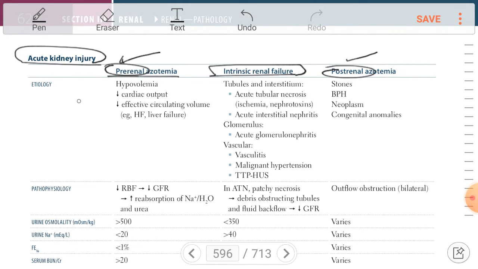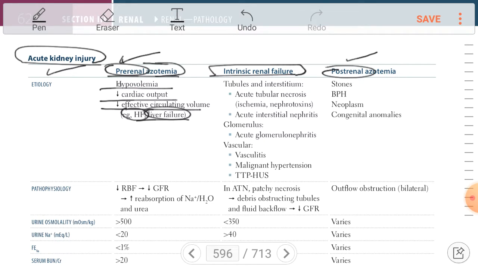Pre-renal means there is a decrease in the blood reaching the kidney, like what? Hypovolemia, decreased cardiac output, or decreased effective circulating volume. If there is heart failure, there is a decrease in the blood reaching the kidney. If there is liver failure, it's called hepatorenal syndrome, with severe vasoconstriction of the blood vessels of the kidney, leading to decreased blood supply and kidney injury. So this is pre-renal azotemia.